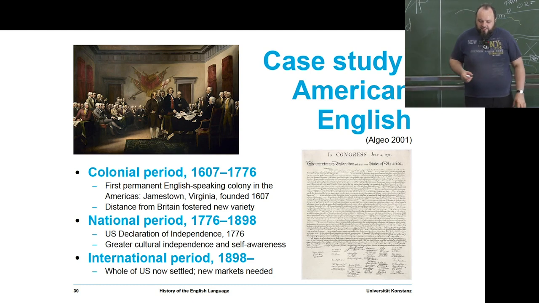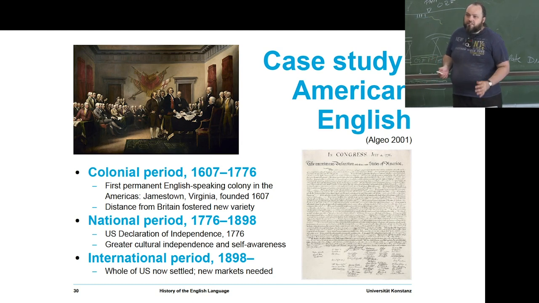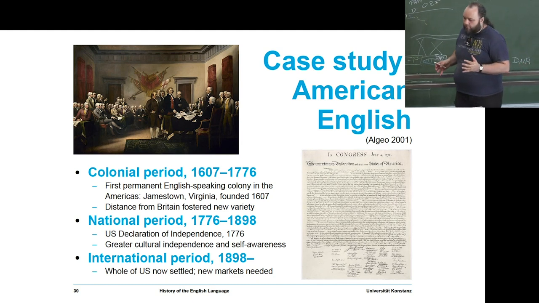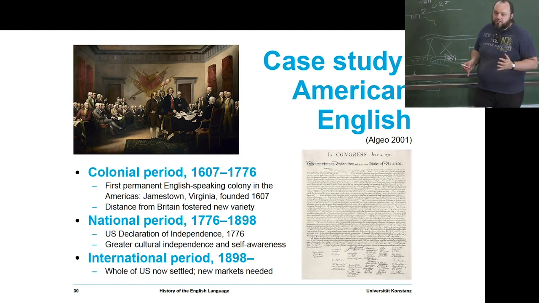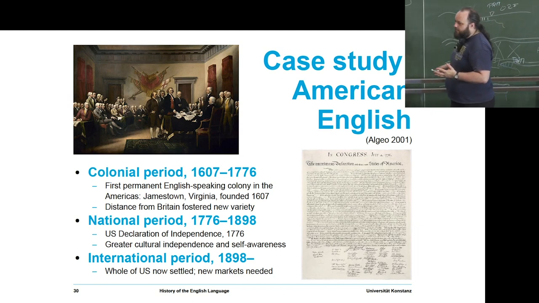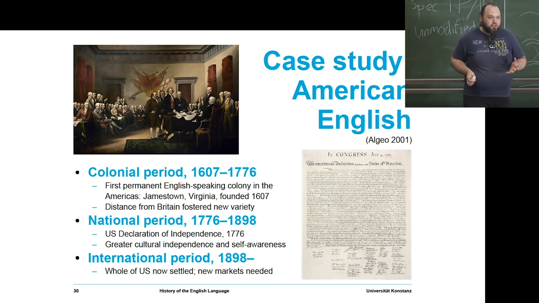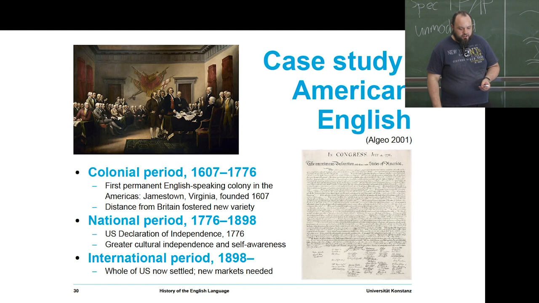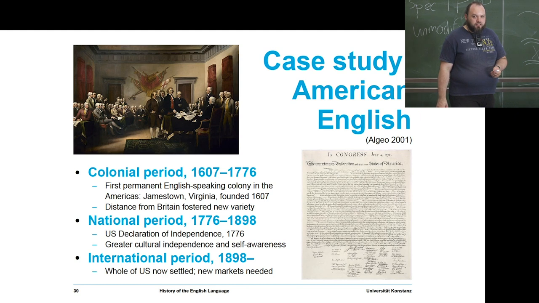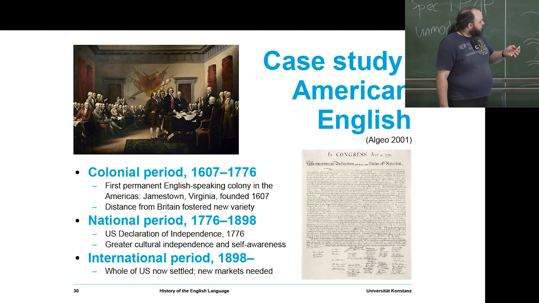And then from 1898 onwards, we see what's called the international period of American English. This is the point at which the whole of the US is settled, and we see new markets being needed. So this is when, essentially, the start of the period in which the US becomes the world's major dominant economic and military power, the world's only superpower, as it's sometimes been described in recent years. So those are the three periods into which the history of the language is divided. If you want to find more about the history and the features of American English, you can read Algeo's text.